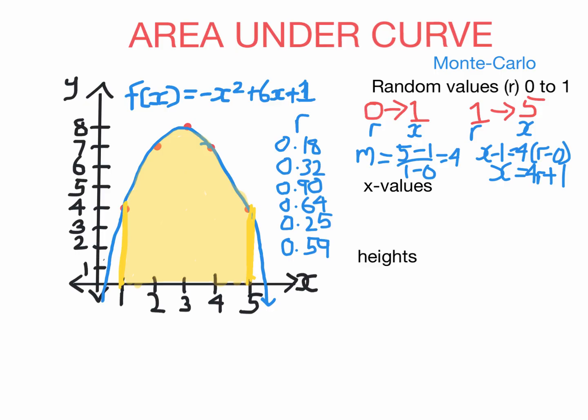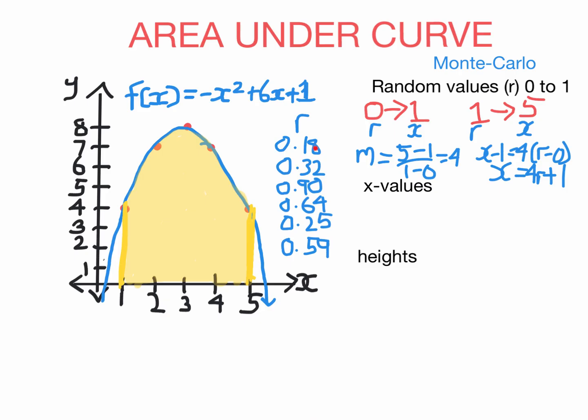So what is this equation? It's just an equation that will allow me to take each of these values and convert it to a random number between 1 and 5. It's saying you take r, take each of these values, times it by 4 and add 1. So I'm going to do that one by one to each of these.